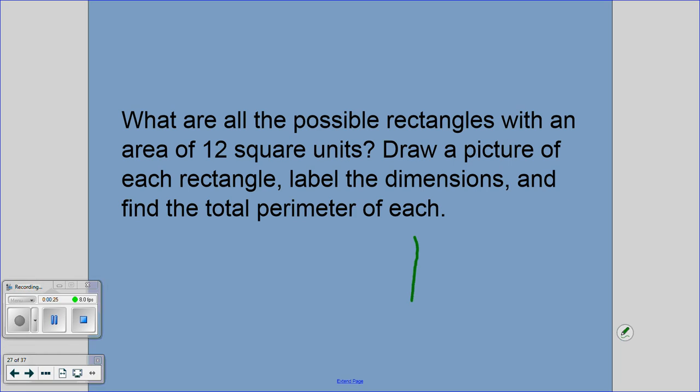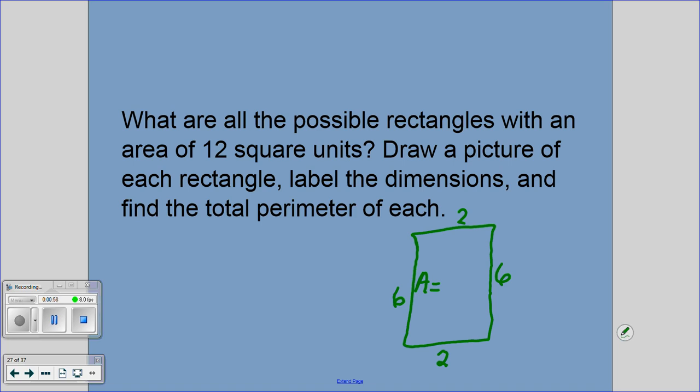So what Lucy has in her notebook is a rectangle. If you don't have this one, add it. She's got 2 by 6. She's going to label all dimensions. A equals, what does that A stand for? Area.